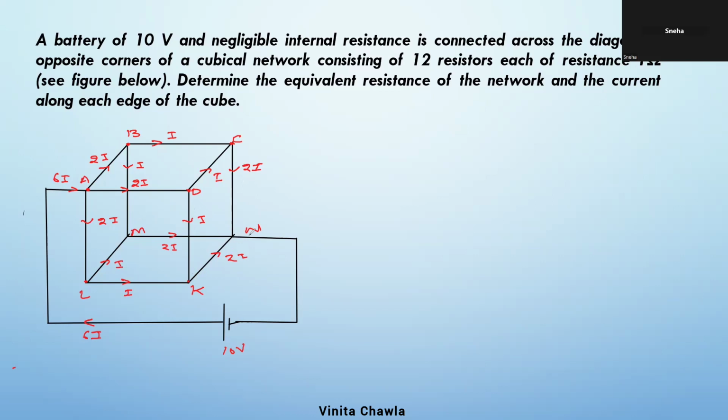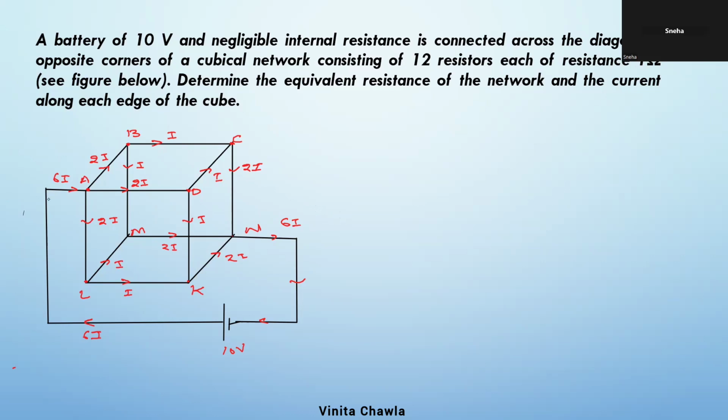You can see MN, CN and KN. Look at these, MN, CN and KN, they are meeting at point N. So the current again becomes 6I, and all the current that went out comes back in. Okay, this is the circuit. Any doubt in this? I hope this is clear.